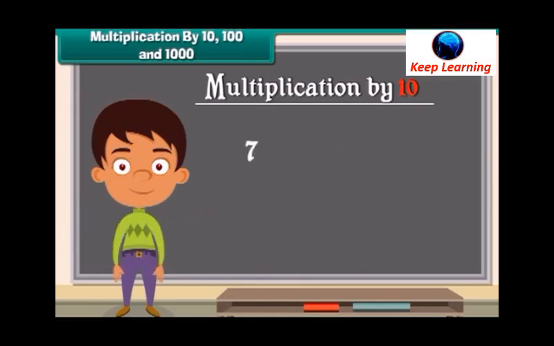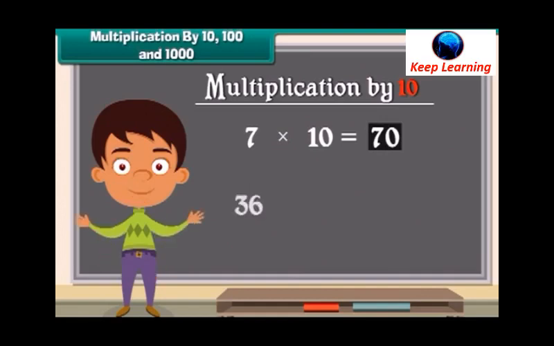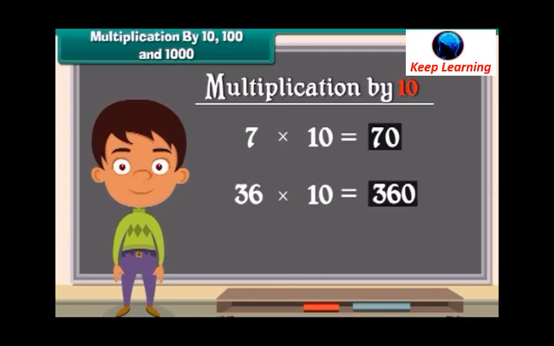Let us multiply 7 by 10. Add 0 to the right of 7 to get the result as 70. By the same logic, 36 multiplied by 10 is 360. 47 multiplied by 10 is 470.